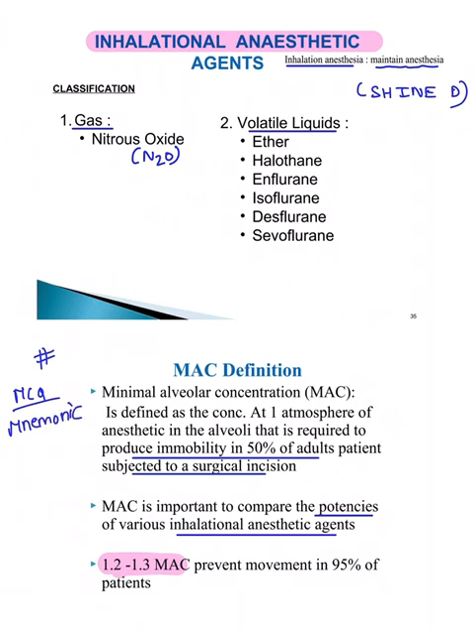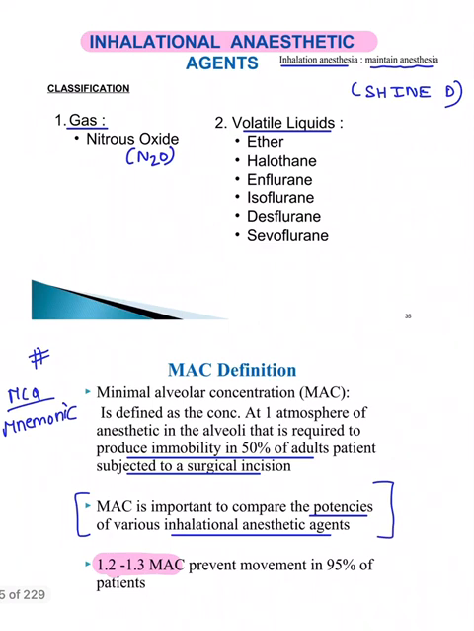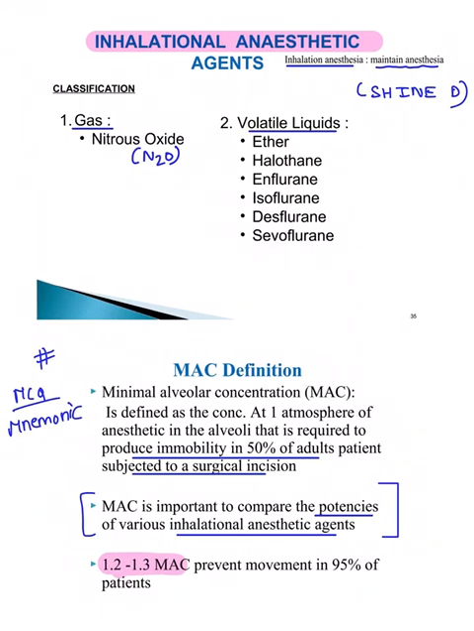So first of all, what is MAC, guys? MAC is the minimum alveolar concentration. It is that concentration that produces immobility. Like the patient will get anesthetized and won't move in 50% of the patients, guys. If you have a MAC of 1.2 to 1.3, that is adequate MAC. That prevents movement in almost 95% of the patients. So we need to see the drugs which have a MAC of around 1.2 to 1.3, guys.